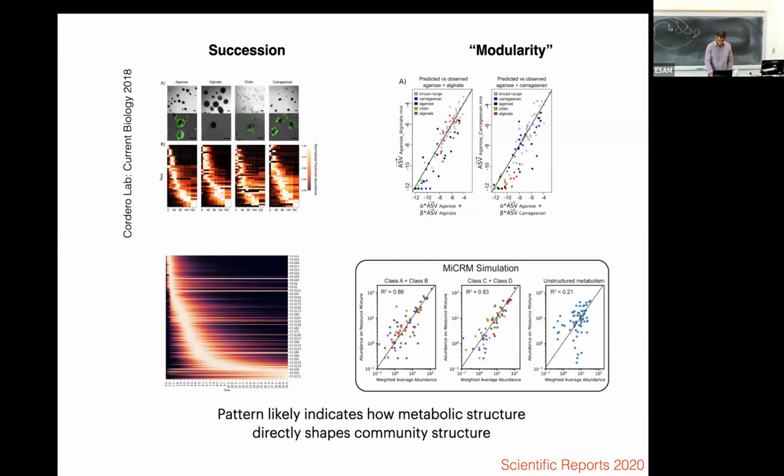Did you have to put a lot of structure in the matrices themselves, or are these really random? These are really random. No rank, blocky. You had to put structure in if you wanted this thing they called modularity, which was that if I grow a community on one, and the other, the mixture grown on the mixture looks like a random combination. If I want that, then I have to put structure in. But if I don't put structure in, I don't get that, which is fine.